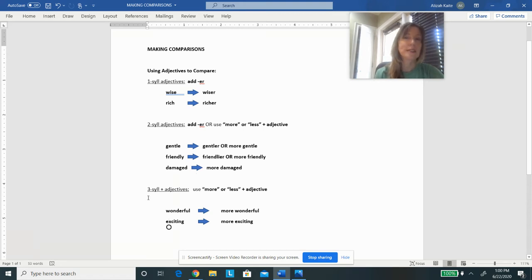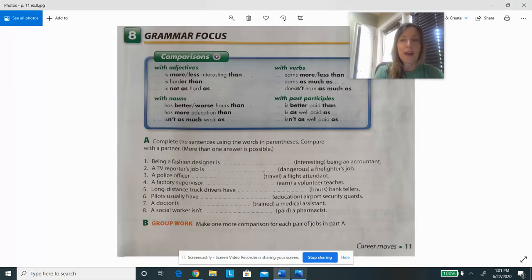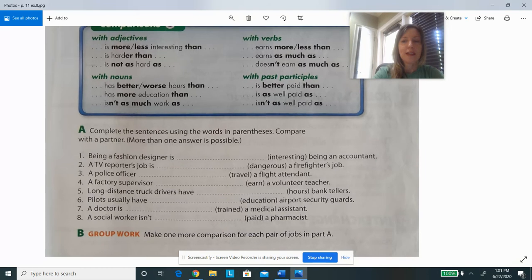Finally, if your adjective is three syllables or more, you must use more or less with the adjective. There is no ER option. So wonderful becomes more wonderful or less wonderful. That's a weird thing to say. It's less wonderful. Okay. Exciting becomes more exciting. So let's go back to the patterns. Let's try the exercise.